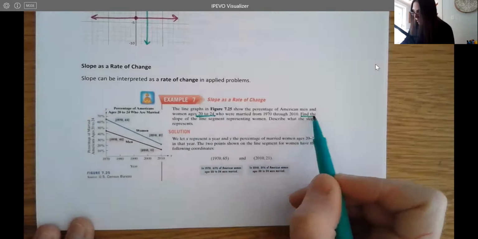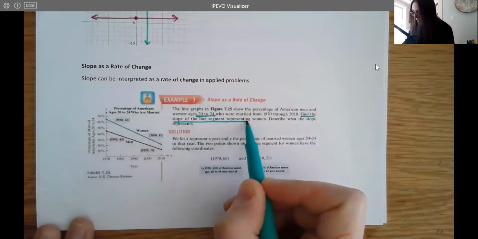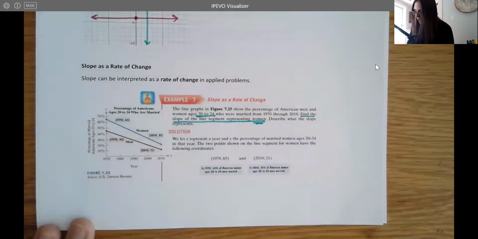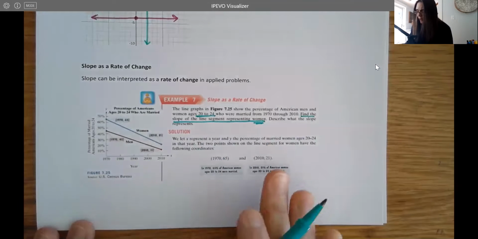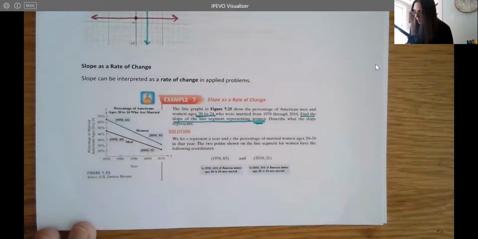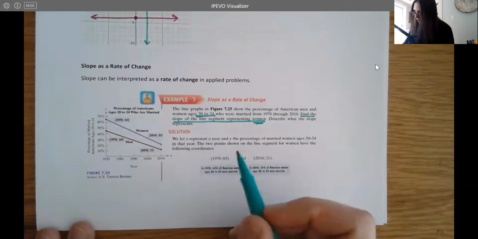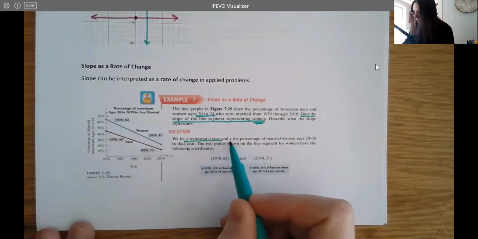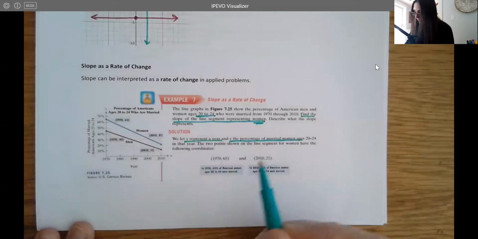We want to find the slope of the line representing the women. So we're going to focus on the blue line here, and then describe what it represents. Now, I started with a solution. I haven't done the full piece out yet, but we're going to let X represent the year, and we're going to let Y represent the percent of married women.